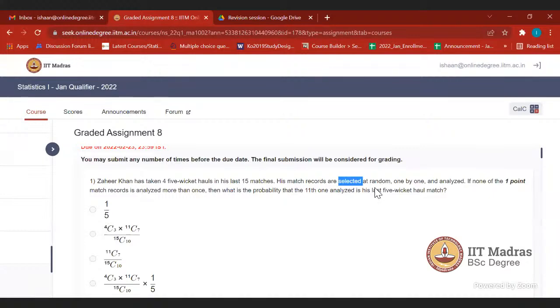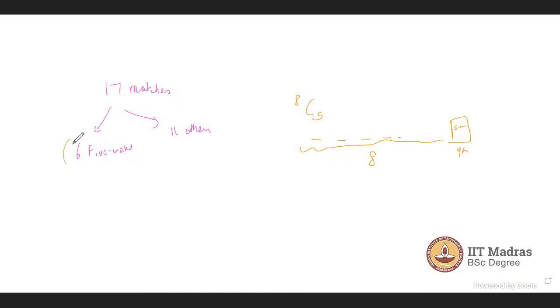See, what happens in it is, if we are selecting the 5 places, there are 17 matches in total. 6 are 5-wicket haul matches and 11 are others, right? Now I did the first match, second match, and so on, and in the 9th match I should get the last 5-wicket haul. So in the first 8, I should have 5 5-wicket haul matches. Out of any 8 places, the 5-wicket hauls can come at any of the 5 places. But we can arrange them, sir? No, it doesn't matter. We are not arranging the 5-wicket hauls. It's not like first 5 wickets, second 5 wickets. We are not arranging them in any sense. We're just selecting.